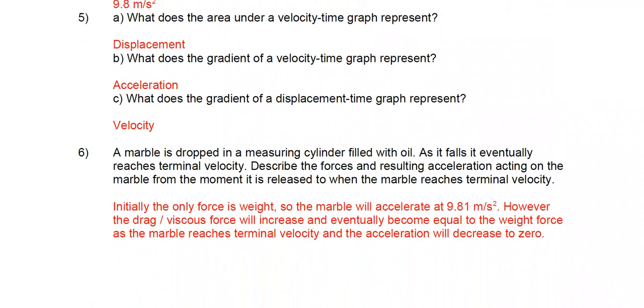Number 6, a marble is dropped in a measuring cylinder filled with oil. As it falls, eventually it reaches terminal velocity. Describe the forces and resulting acceleration acting on the marble from the moment it's released to when the marble reaches terminal velocity.